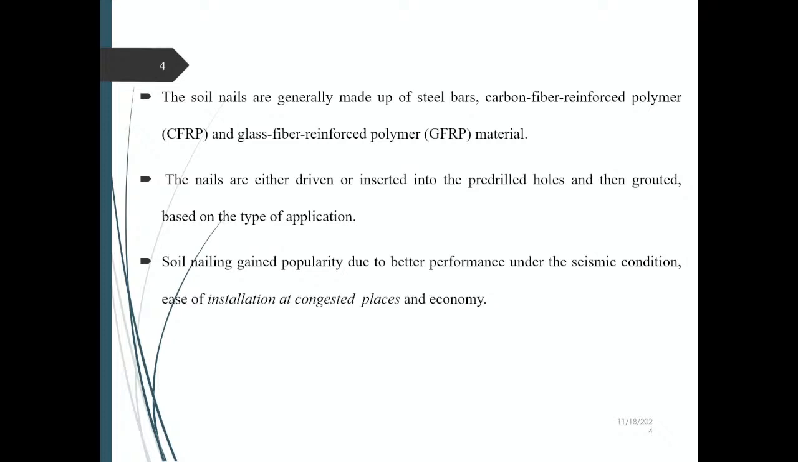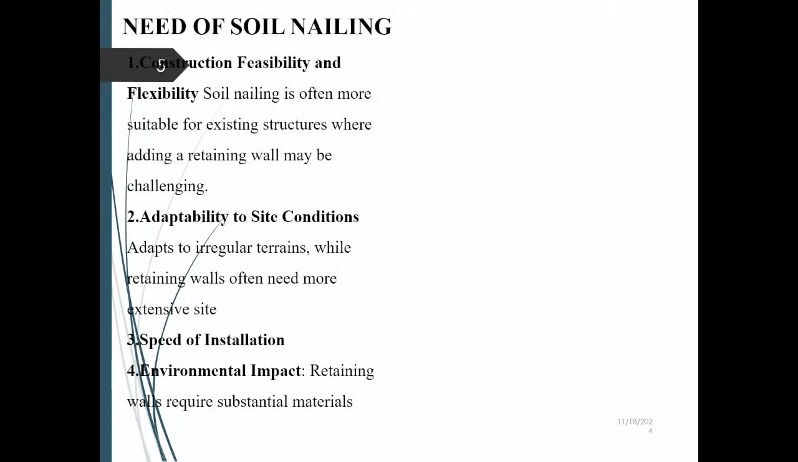We have different kinds of nails. Normally these are of steel, and carbon fiber rods and glass fiber reinforced polymer rods are also there. For the installation of a nail, we drill a hole from top to bottom, then one by one we install a nail into the drill hole along with the grout. This was the conventional approach to the installation of a nail.